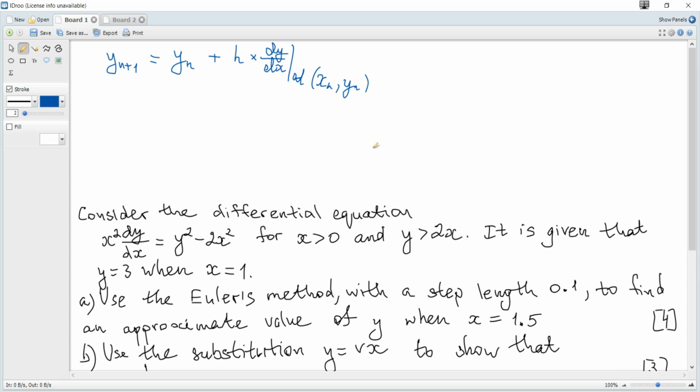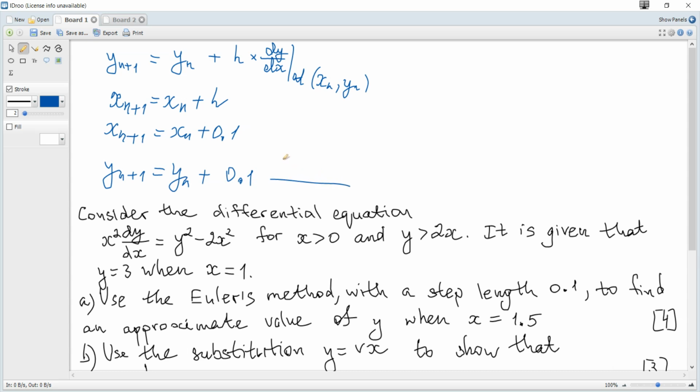Notice that we use the notation n to mean the current point, n plus 1 the next point, and x n plus 1 is x n plus a step. Hence x n plus 1 is x n plus 0.1, because a step is 0.1, and hence y n plus 1 is y n plus 0.1 multiplied by y squared minus 2x squared over x squared at x n, y n.